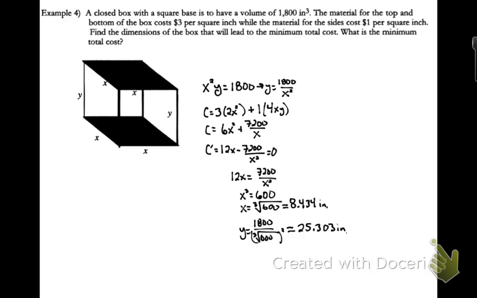So that tells us about the box. It'll be 8.434 by 8.434 by 25.303, and the minimum cost then will be what I get when I substitute that back into the equation, and it is about $1,280.48. So we've got a minimum cost and the dimensions of our box.